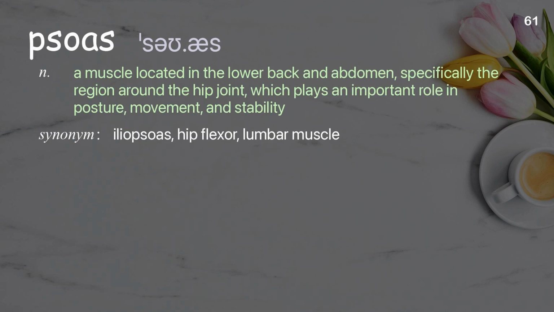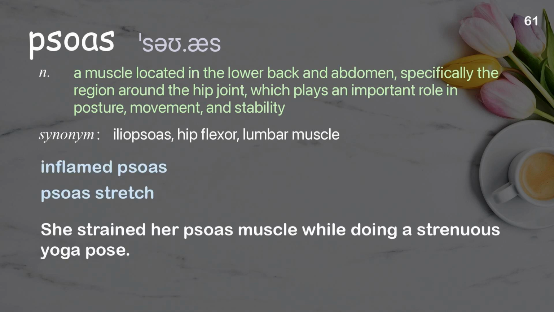Psoas. A muscle located in the lower back and abdomen, specifically the region around the hip joint, which plays an important role in posture, movement, and stability. Examples: Inflamed psoas. Psoas stretch. She strained her psoas muscle while doing a strenuous yoga pose.